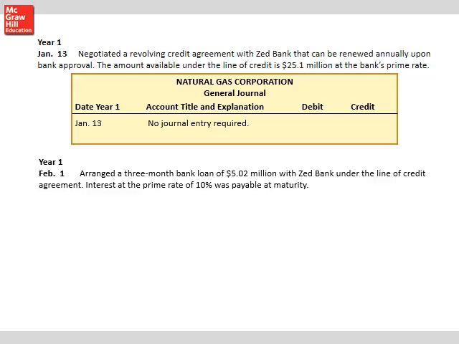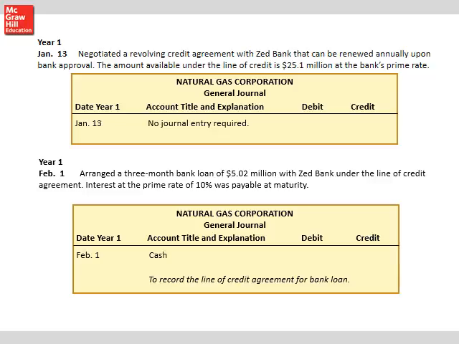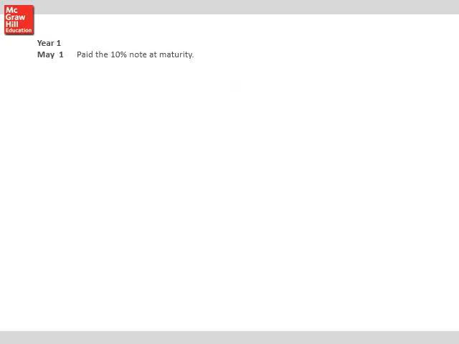This is a 3-month bank loan. So we're going to debit our cash for $5.02 million, and we will credit notes payable for the same $5.02 million. Okay, that's all that's done in there. Now, on the next entry, we're going to pay this back.